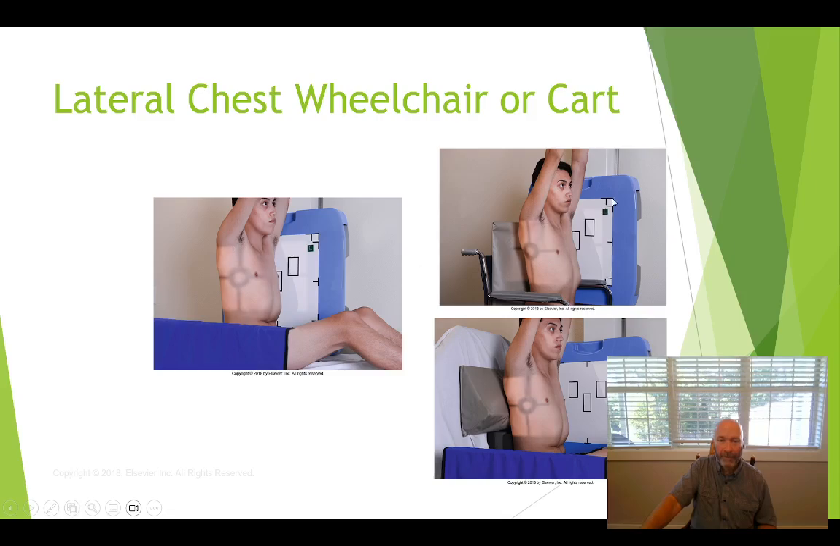If the patient's in a wheelchair, you set them up as beautifully as possible without making the patient uncomfortable. Just make sure that they wind up on the image receptor.